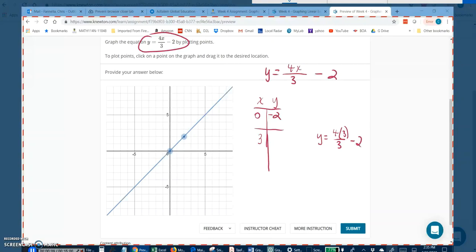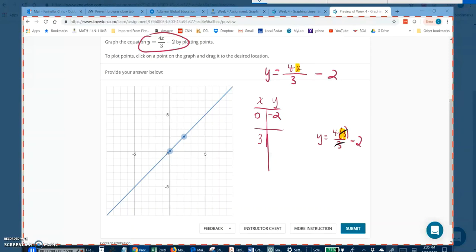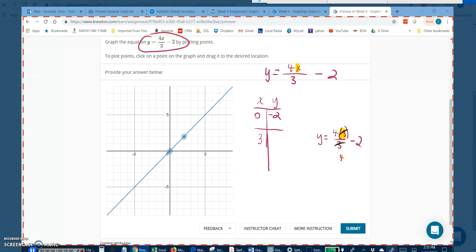So we took out that x and plugged in a 3: 4 times 3 divided by 3 minus 2. Well, the 3's cancel, right? So we end up with those going away, and we have 4 minus 2, which is just 2. Instead of canceling, you could have said, well, 4 times 3 is 12, and 12 divided by 3 is 4. So either way works.